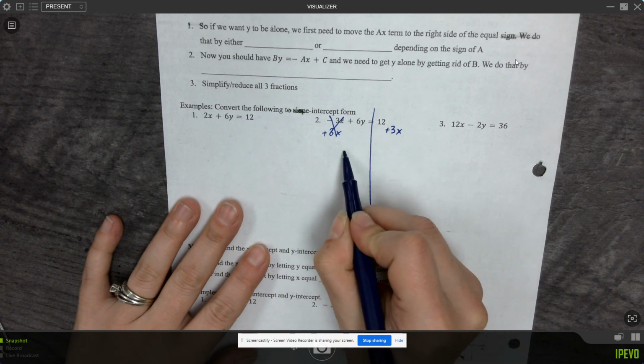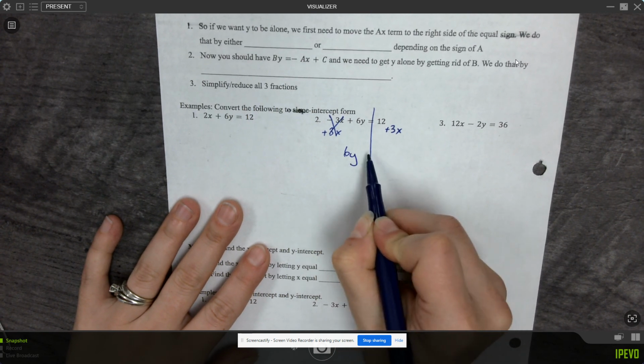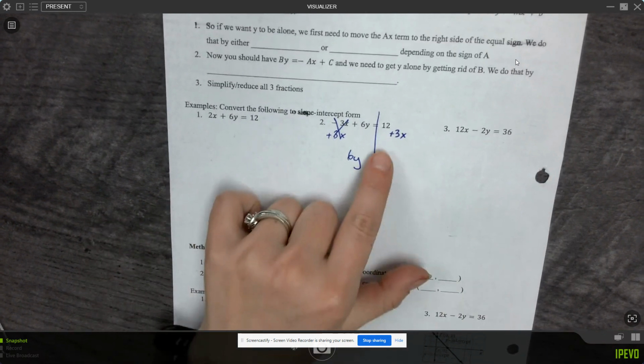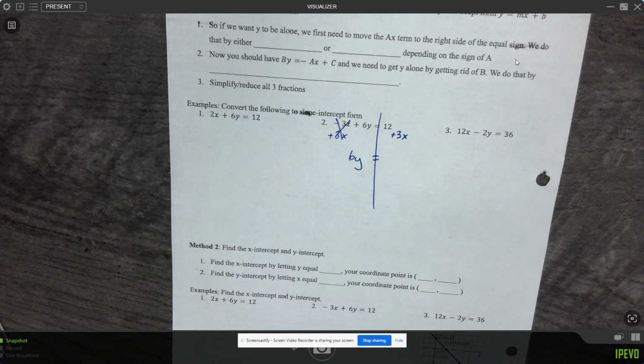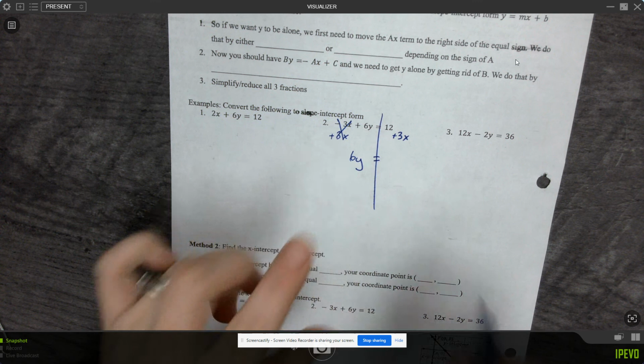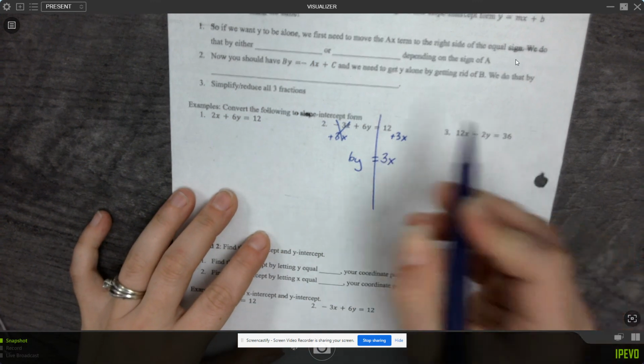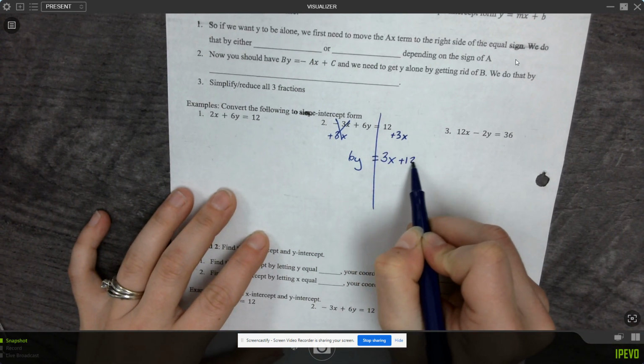You're going to bring down your 6y. And your 3x should come first because we want slope and then your y-intercept, and it is mx plus b. And since this is positive, we're going to do a positive 3x, and your 12 is positive, so plus 12.